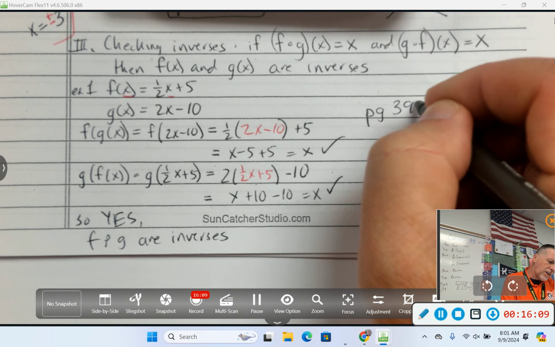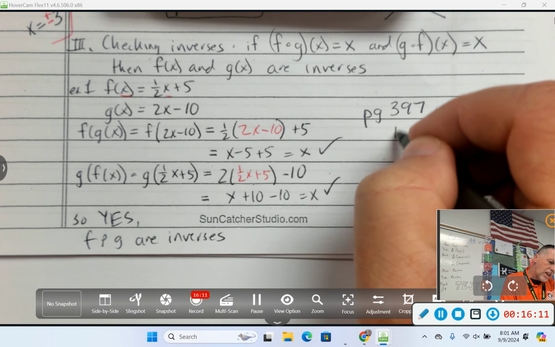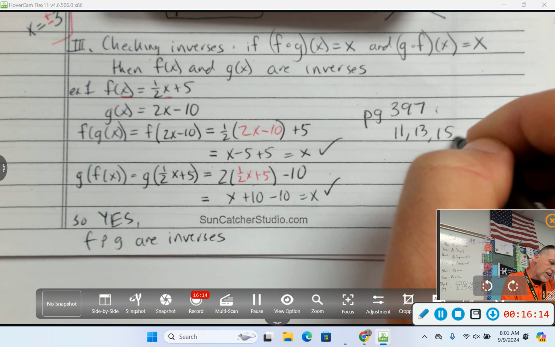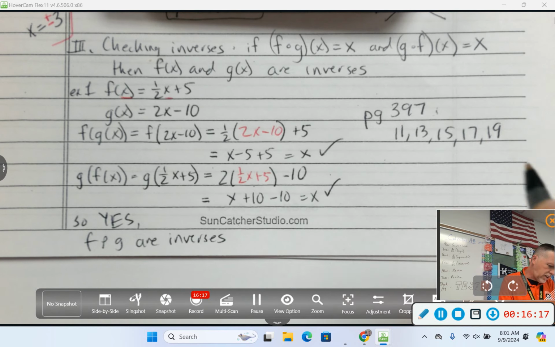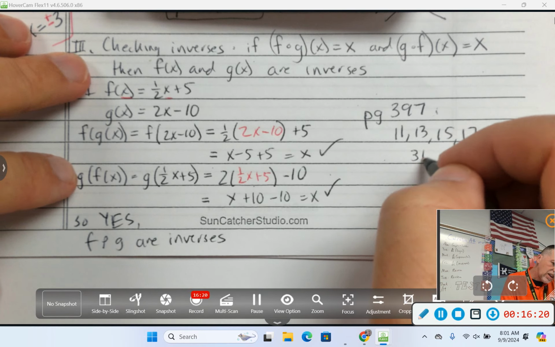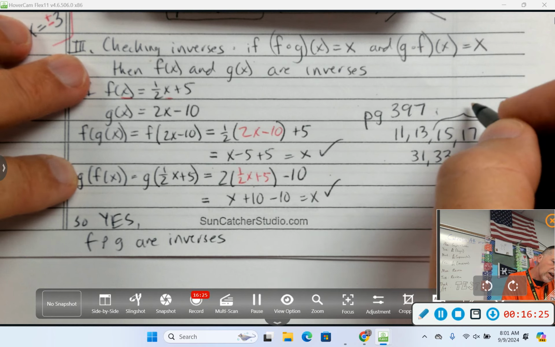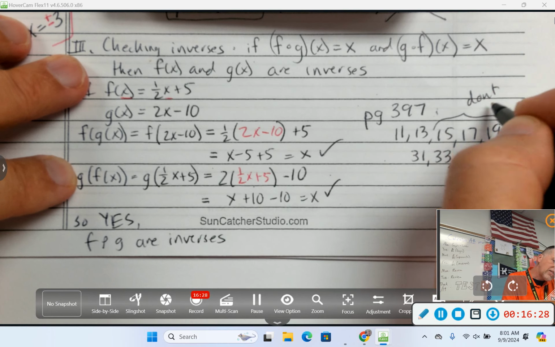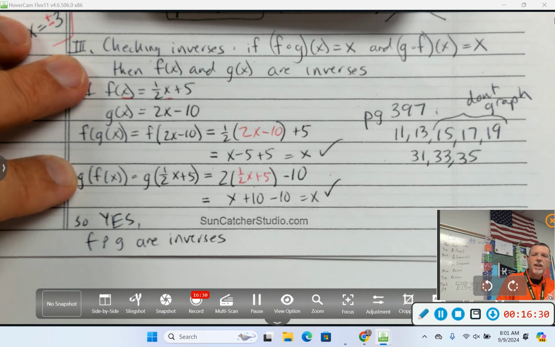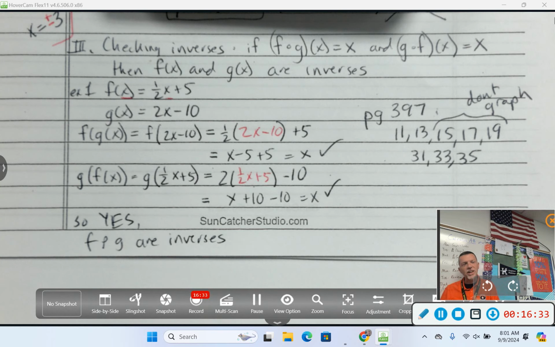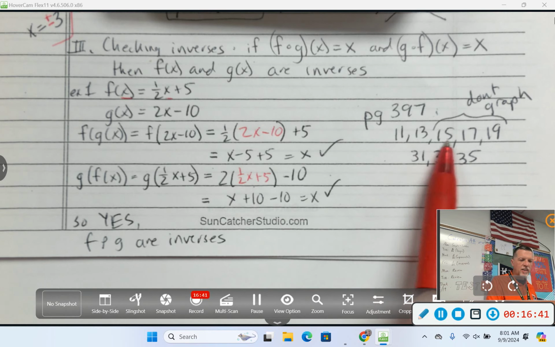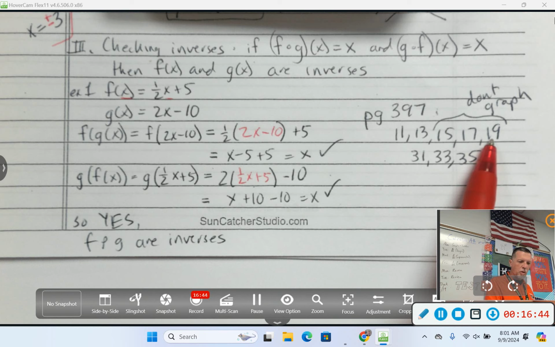Alright, so page 397, 11, 13, 15, 17, 19, 31, 33, 35. And 15, 17, and 19 you don't have to graph. It asks you to graph them, like the function and its inverse, but you don't have to do that. So the first two are points problems, the second three are equation problems, and the final three are checking to see if they are inverses.